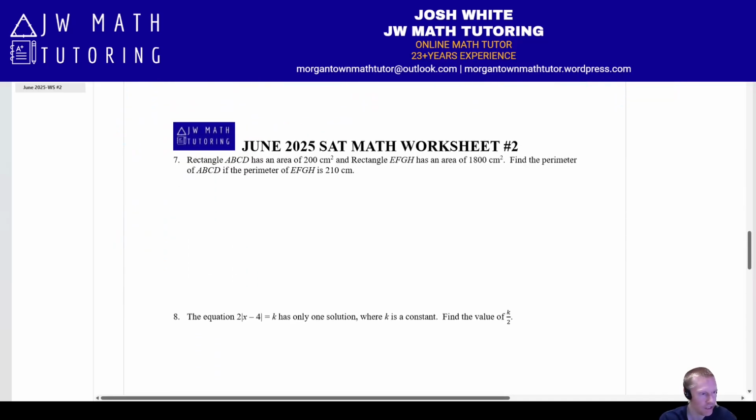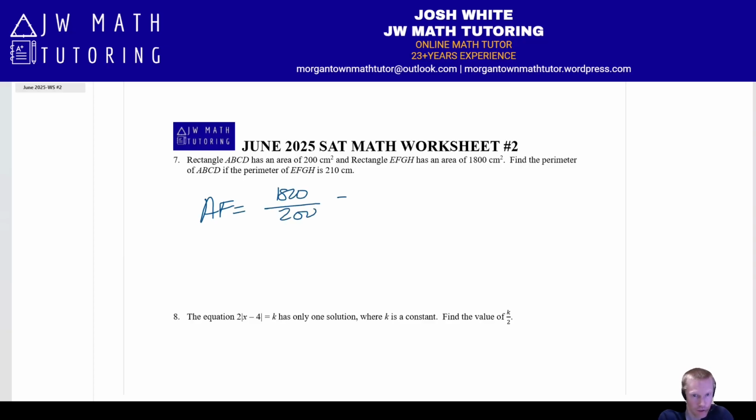All right, let's go to the top of the next page. Question number 7. Here we have 2 rectangles that are similar. Essentially what you're going to do here is first find the area factor, which is just 1800 divided by 200. Cross out the zeros. 18 over 2 is 9. So that means the area of one is 9 times the area of the other.